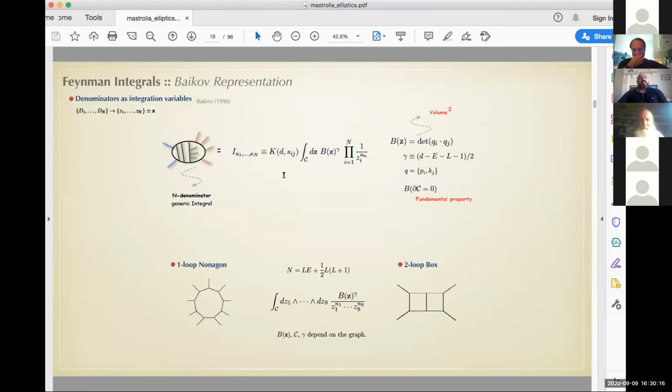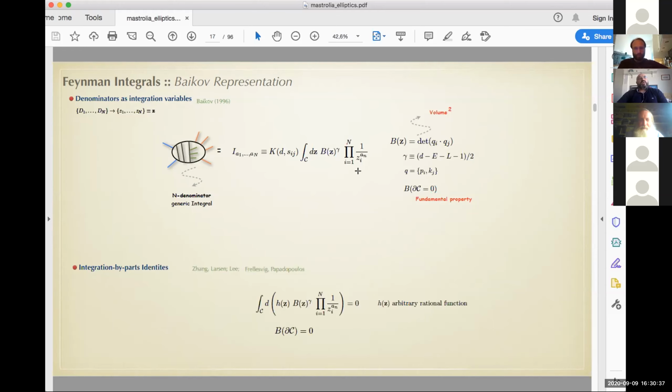The Baikov polynomial, the Baikov representation, is one such representation for which the integration by parts identities hold. And this was important for us to identify a few properties of Feynman integrals that I'll try to recall in a few moments.